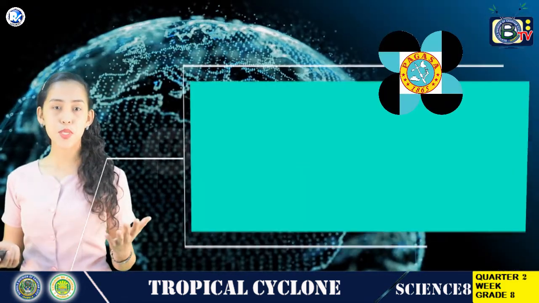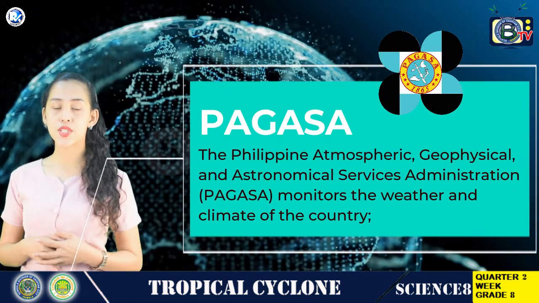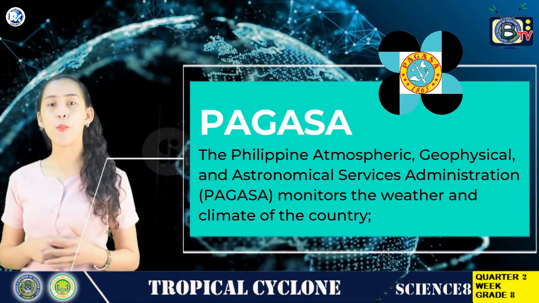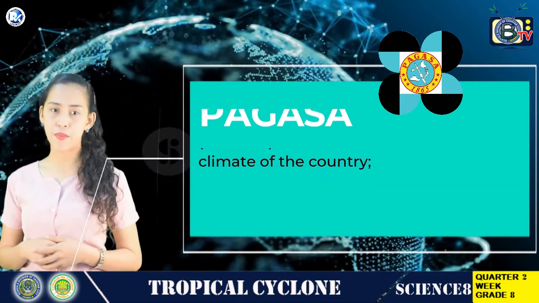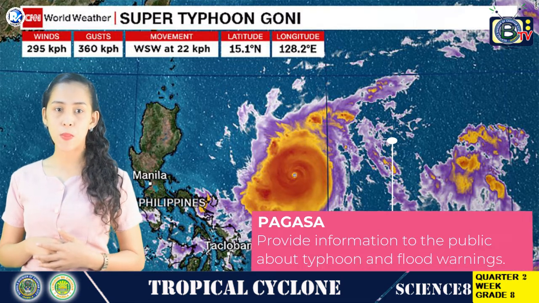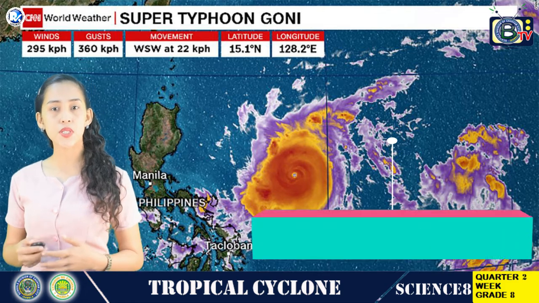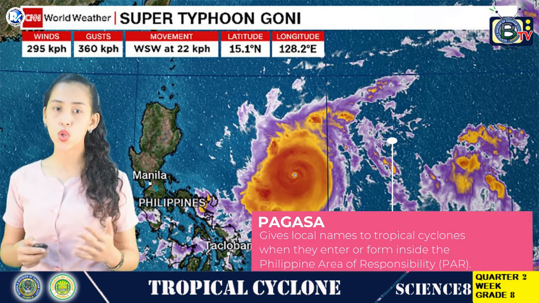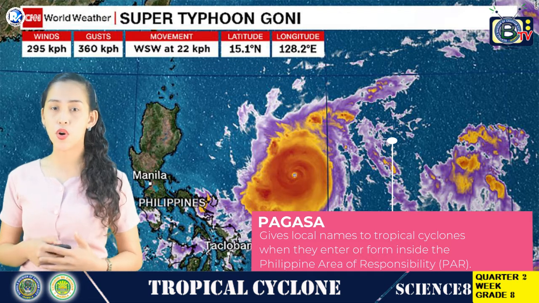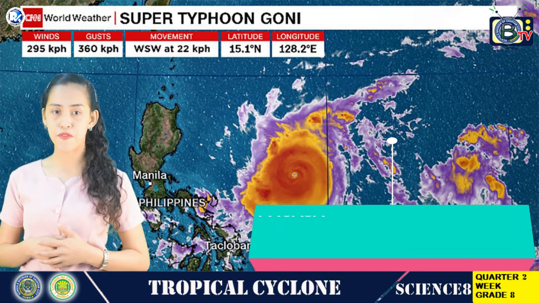The Philippine Atmospheric, Geophysical, and Astronomical Services Administration, or PAGASA, monitors the weather and climate of the country. It provides information to the public about typhoon and flood warnings. It gives local names to tropical cyclones when they enter or form inside the PAR, or Philippine Area of Responsibility.